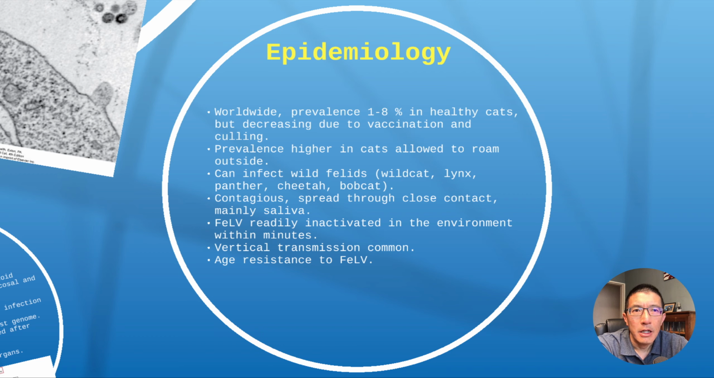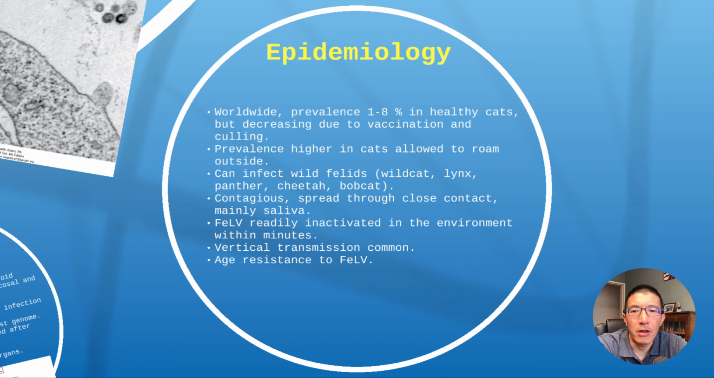The epidemiology of feline leukemia virus is similar to FIV, but there are a few differences which I will highlight. It differs from FIV in that it is more contagious than FIV, as it is spread through close contact, mainly through saliva, and vertical transmission occurs more readily than has been reported for FIV, where it has not been shown conclusively.